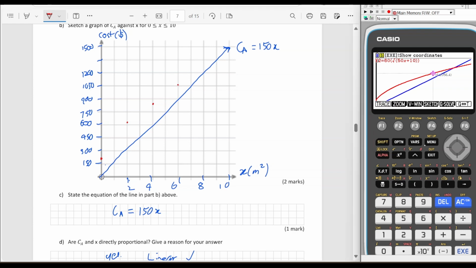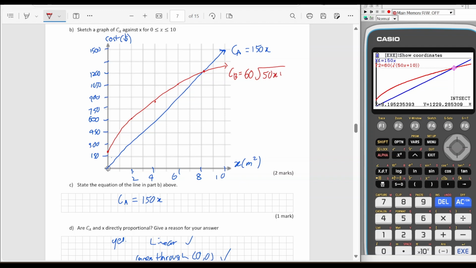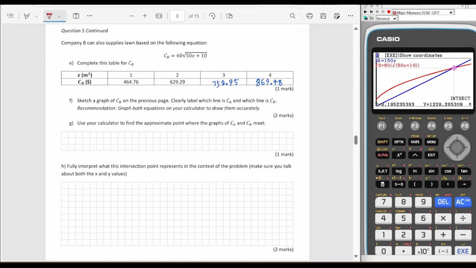The other important point I might find is the intersection. So intersect there. 8.195. So it's a little bit after 8 that they intersect, just a little bit. And then that's probably enough dots to get a good picture of this. So CB is 60 root 50x plus 10. Cool. So make sure you got both those on here.